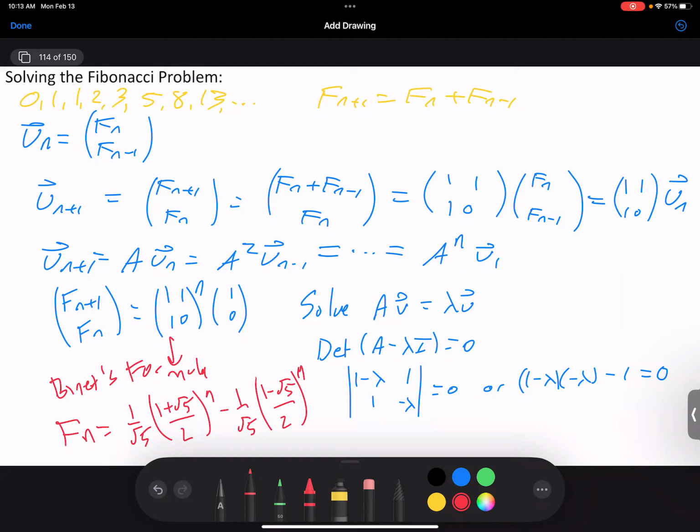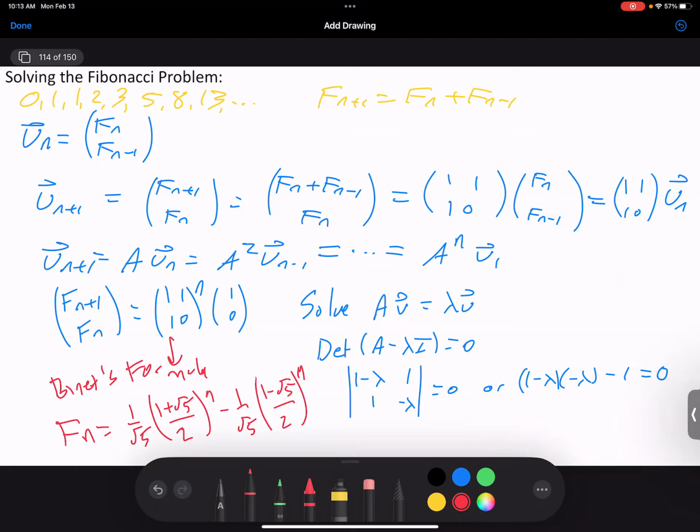So when you see numbers 0, 1, 1, 2, 3, 5, 8, 13, what's true about all these numbers? What property do they all have? They're all positive. What else? What kind of positive numbers are they? Integers. When you see things like 1 over root 5, (1 plus root 5 over 2) to the n, you've got square roots, you've got divisions, yet somehow everything cancels and you're left with an integer.